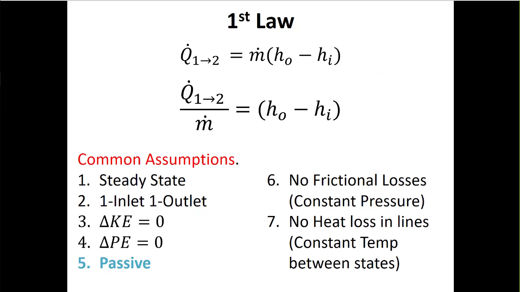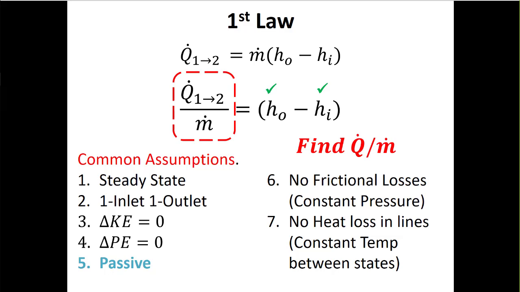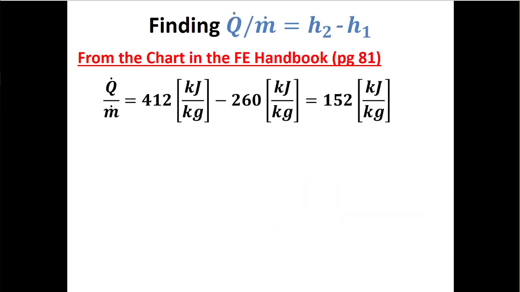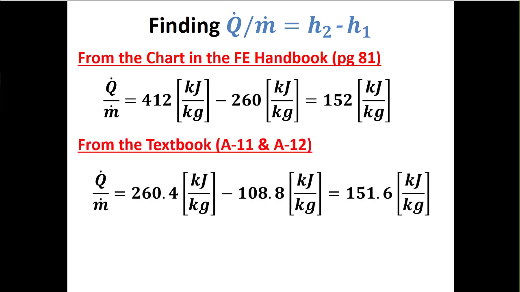So I'm going to prove to you that it doesn't matter if you do it on the chart or in the textbook. Now we have delta H on the chart and delta H in the textbook, so we're going to get values for Q dot over M dot. If I use the chart, then I get that Q dot over M dot is 152 kilojoules per kilogram. And if I do it in the textbook, I get almost the same thing.